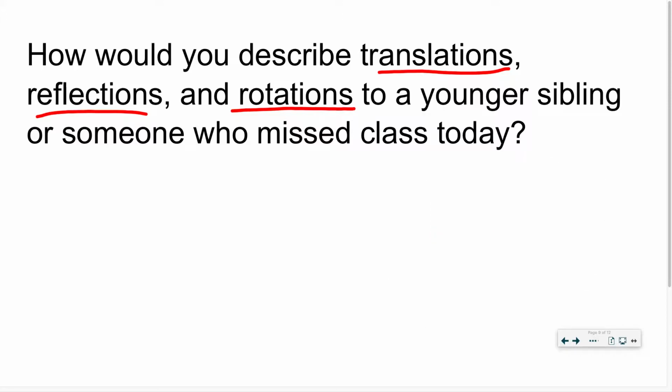How about reflection or translation? How can we explain it? Rotation's very visual. For those of you who are visual, you're going to have a lot of fun in this unit. How about reflections or translations? What words come to mind that you could use to describe a reflection? Or what does that word mean to you?